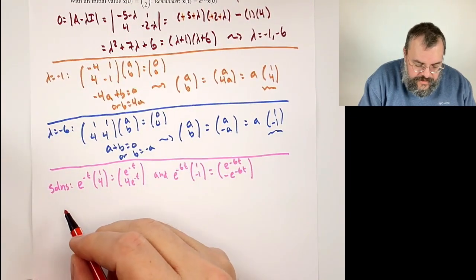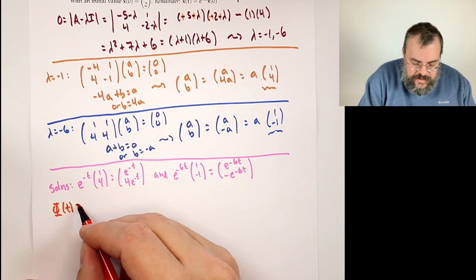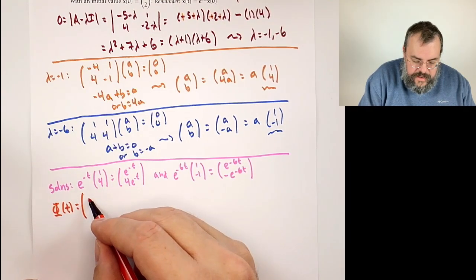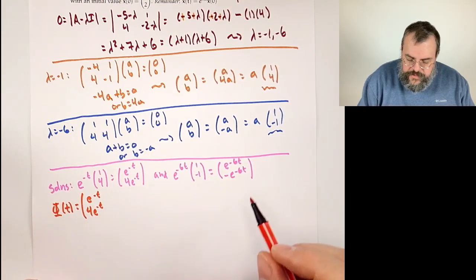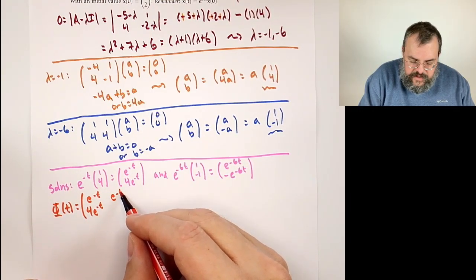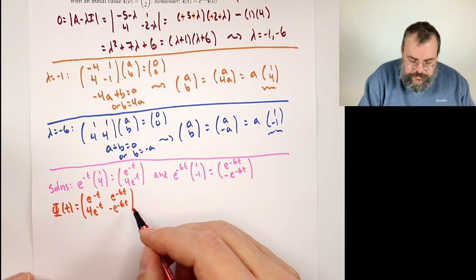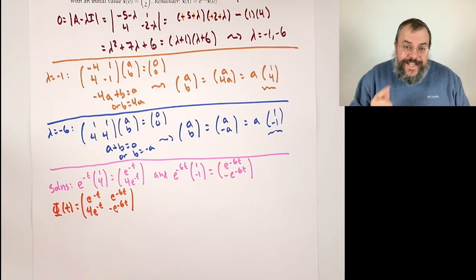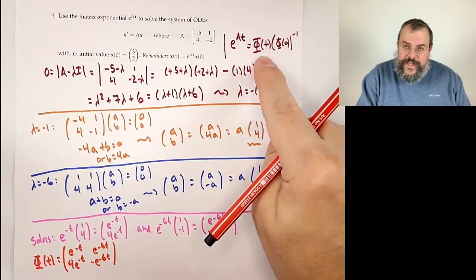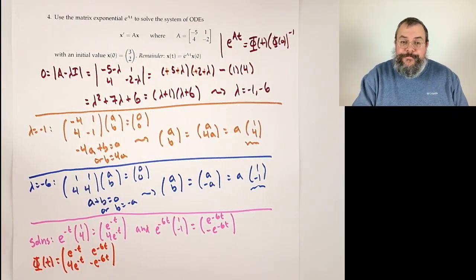And what we can say here is that phi of t is e to the minus t, 4 e to the minus t, and e to the minus 6t, and minus e to the minus 6t. All right, but we're not yet to e to the at. To get to e to the at, we need to multiply by phi 0 inverse.